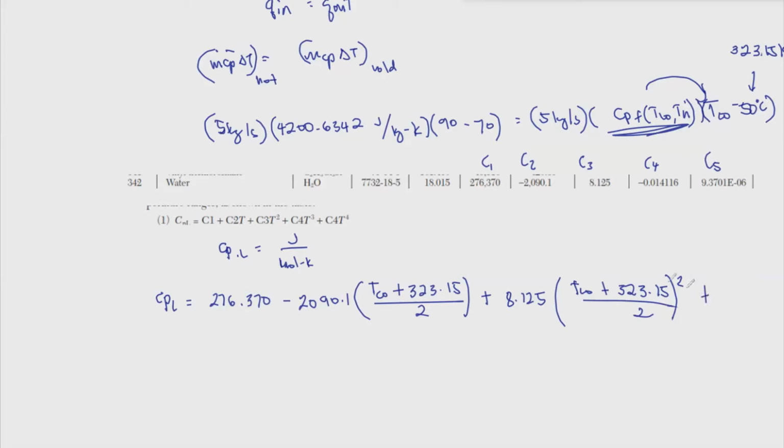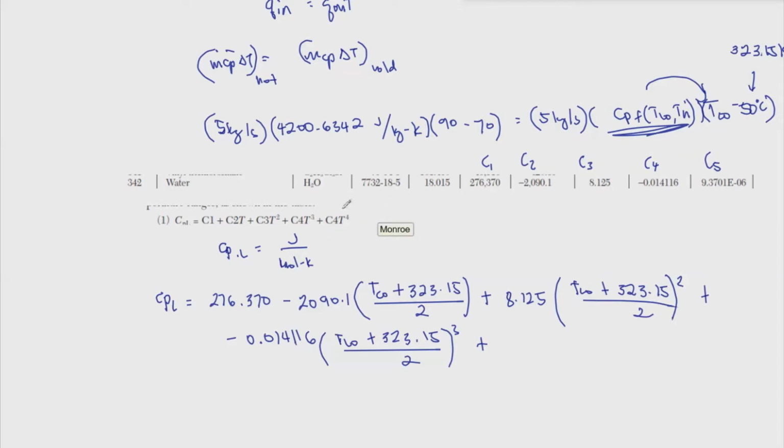and then we add C4, so that's negative 0.014116, and then this is T, TCO plus 323.15 divided by 2, and then that's cubed. Okay, and then the last one would be C5 times T to the fourth. Actually, this is one of the typographical errors of Perry's Handbook.